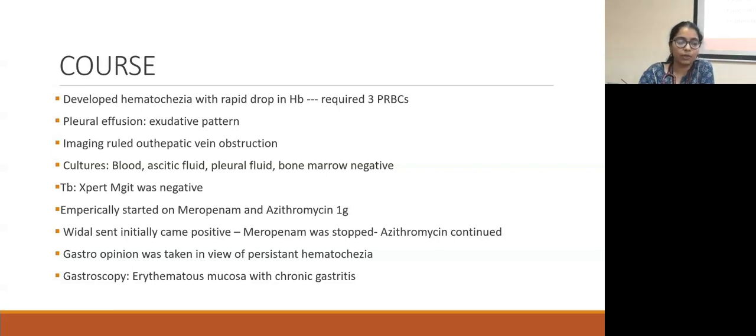Imaging ruled out a hepatic vein obstruction. Multiple cultures were sent, blood cultures, ascitic fluid, pleural fluid, bone marrow, all of them were negative. TB was ruled out because bone marrow and GeneXpert, everything was negative.